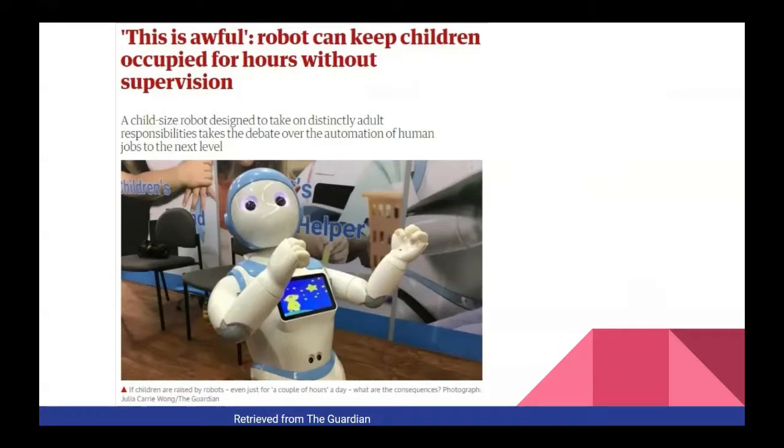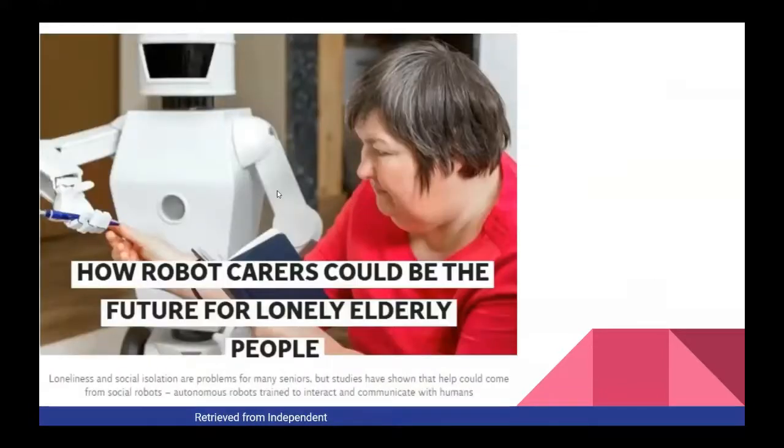So a child-sized robot designed to take on distinctly adult responsibilities takes the debate over the automation of human jobs to the next level, it says. The next one. So there are also robots designed for elderly people, and Scott shows that these robots are designed especially for elderly people.